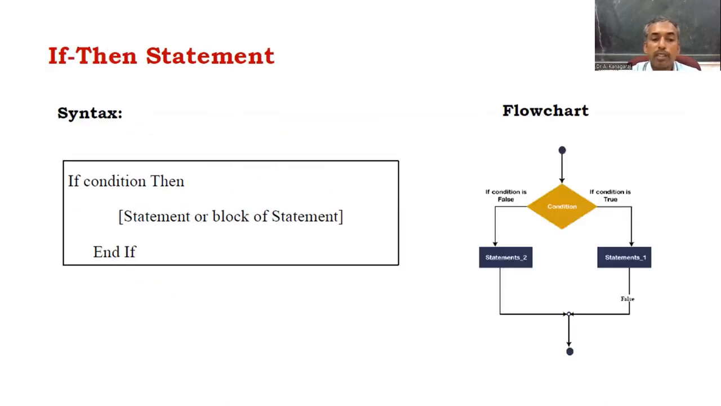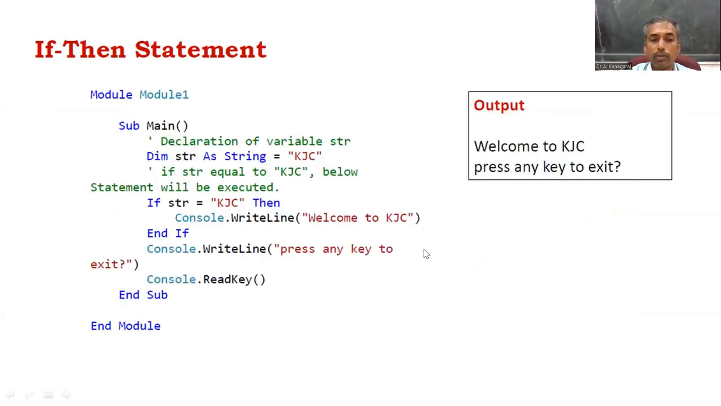The If Then statement contains only one condition. If the condition is true, then the control will get into the true block. If the condition is not true, the control will not get into the block. Rather than that, it will execute the remaining code of your program. So in the If Then statement only one block will be there, that is the true block. If the condition is satisfied, then control will get into the block. Otherwise, it will execute the remaining code of your program.